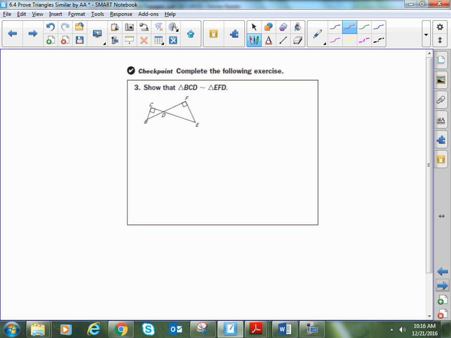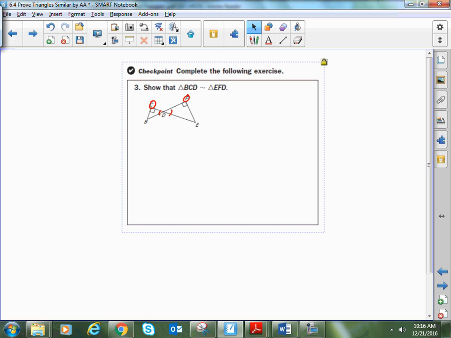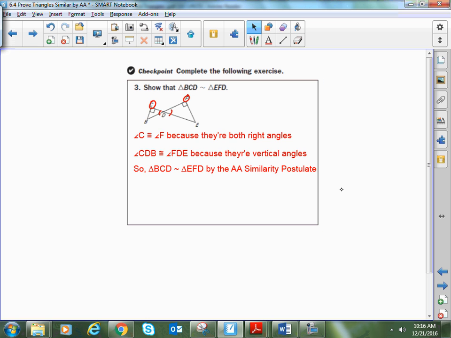All right, guys. Now looking at the figure here, the way I'm thinking about it, they're showing me that C and F are the same because they're both 90 degrees. Well, I know that angle CDB and angle FDE have to be the same because they're, oh, I'm sorry, not reflexive, but they're vertical angles. And vertical angles are always congruent according to the vertical angles theorem. So that gives me two angles that are congruent to each other. So I can say that these two triangles are similar according to the angle-angle similarity postulate.